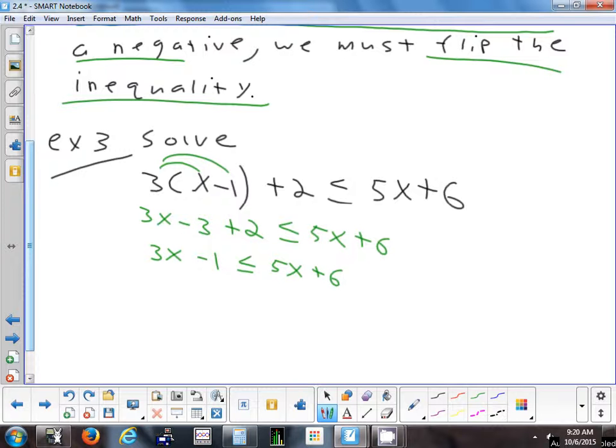Dalton, let's move the x's. Do you want to put all the x's on the right, or do you want to put them on the left? Okay. How would you put all the x's on the left? What would you do? Subtract 5x. And 3x minus 5x leaves me with negative.